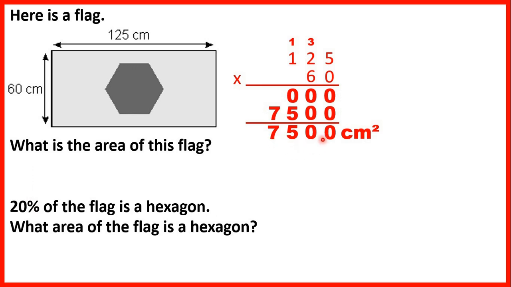So we could divide this number by 100 and then multiply by 20, but we can get our answer more quickly if we spot that 20%, so 20 hundredths, can be simplified to 1/5, and we find 1/5 of a number by dividing by 5. So if we divide the total area by 5, because 20% is 1/5, that gives us an area of 1,500 centimetres squared.